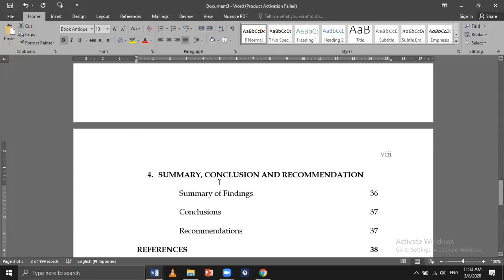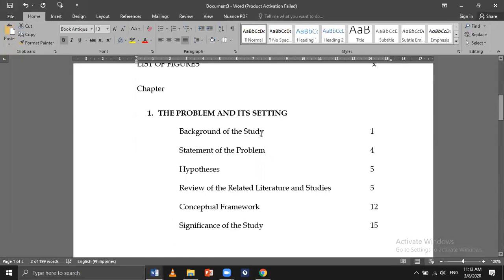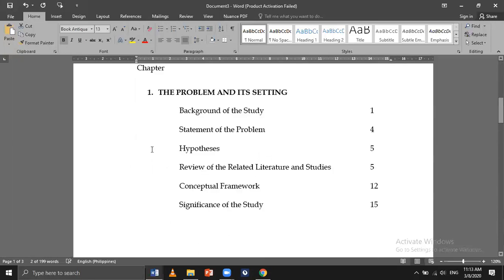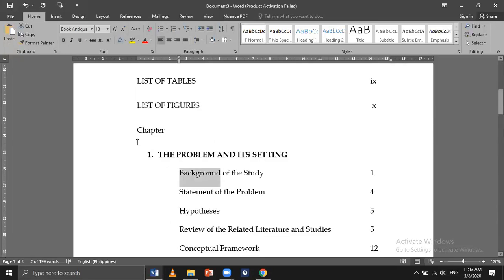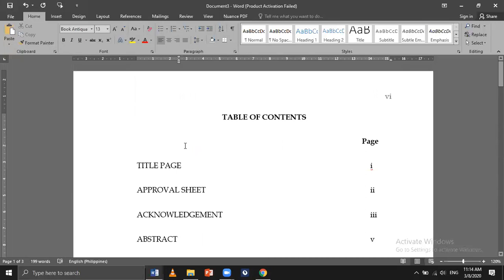So these are the parts of the table of contents. In the next video, we will be talking about the whole chapter one by one. Of course, we will start with the problem and its setting, the background of the study. But for now, that is all for the table of contents.